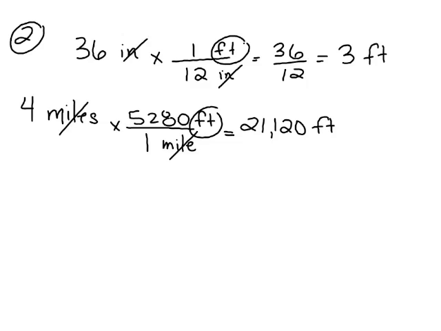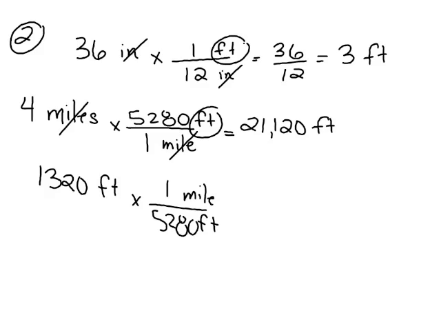A track runner is in a 1,320 feet race. Convert to miles. So, miles to feet, which goes where? Feet on the bottom. How many feet in a mile? 5280. You'll be really sick of that number by the end of today. Feet cancel, left with miles. It's a fraction, so 1320 over 5280. A quarter mile.